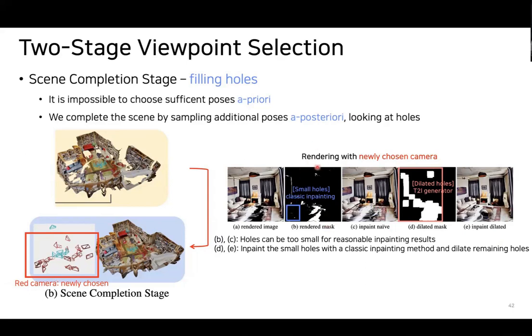and C. B is the mask and C is the inpainted result. Because the text-to-image generator can generate better results for largely connected regions, small holes like this are inappropriate to get a reasonable inpainting result. To mitigate this issue, we first inpaint the small holes with a classical inpainting method and dilate the remaining holes in figure D. It makes the mask larger, and the text-to-image generator can generate better inpainting results with large connected regions.